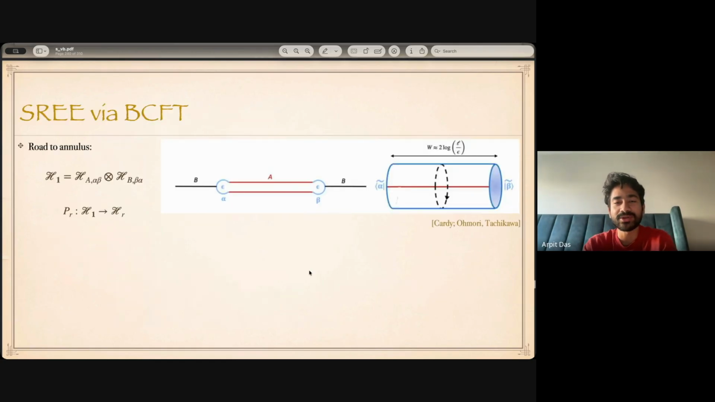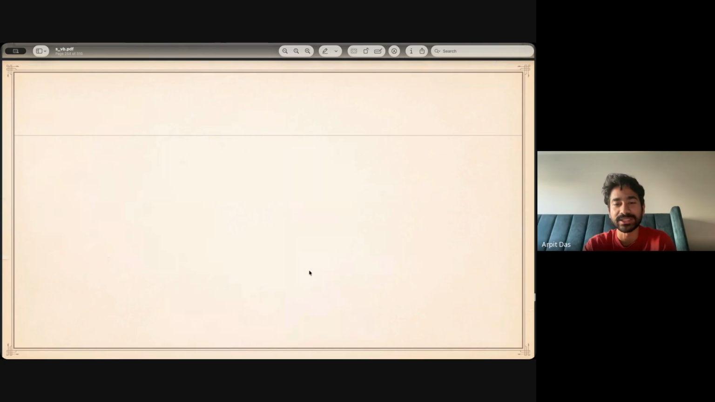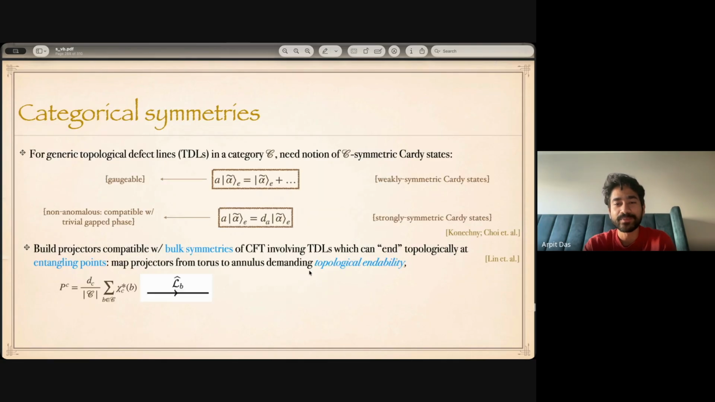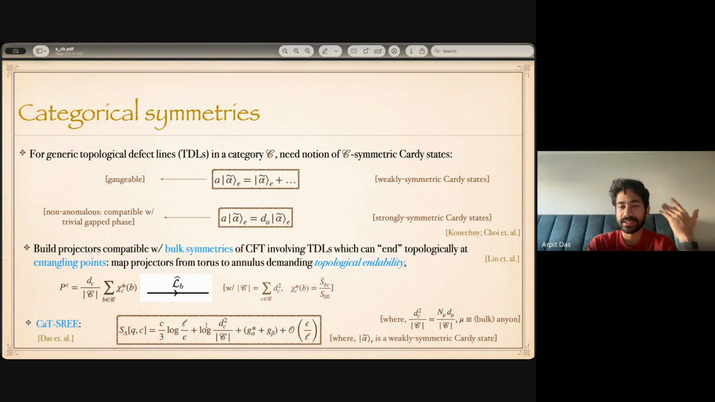Now, if you do this for the non-invertible symmetries, again, let's skip all of these situations. So what we end up getting is this boxed formula here. The leading piece is again the same, which is central charge over 3. The subleading piece goes like d_c squared over mod c, where instead of irreps of a group, now we have what is called the quantum dimension of the line.